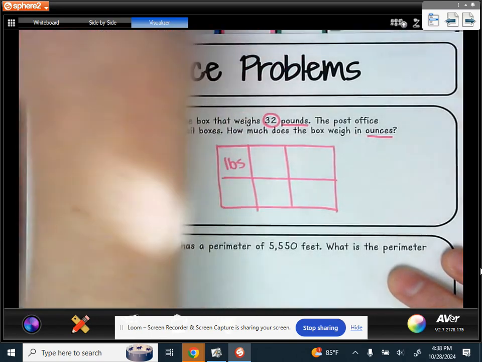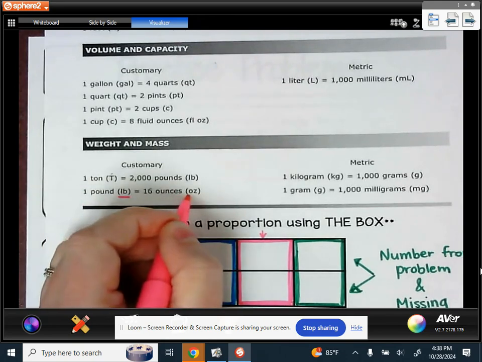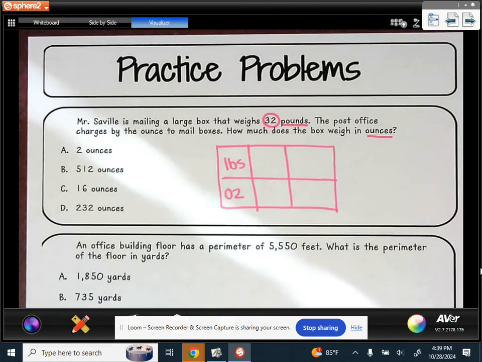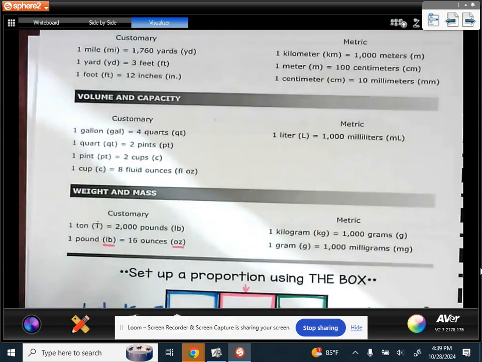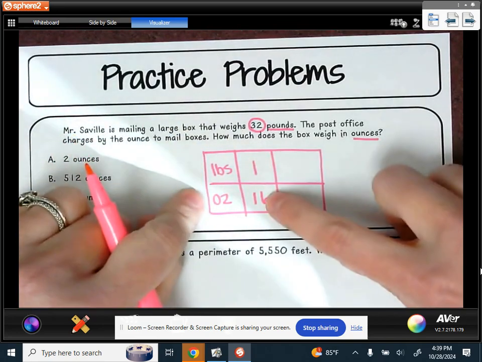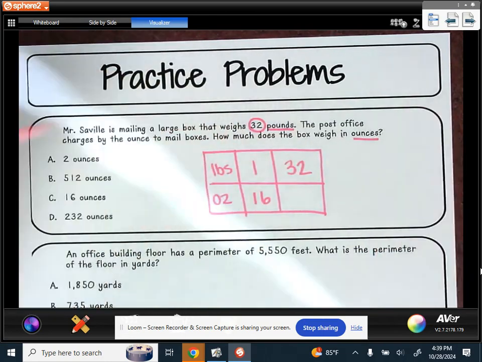And all of these have abbreviations on your star chart. So if you find pounds and ounces, you're going to see that the abbreviation for pounds is LB and the abbreviation for ounces is OZ. I want you to try to use those as much as possible. And then remember that you do not start with the number in the problem. You start with your conversion rate, which you find on the chart. And we just found 1 pound equals 16 ounces. So 1 pound equals 16 ounces. Make sure you put them with the right label. Then we can put the 32 pounds where it goes.